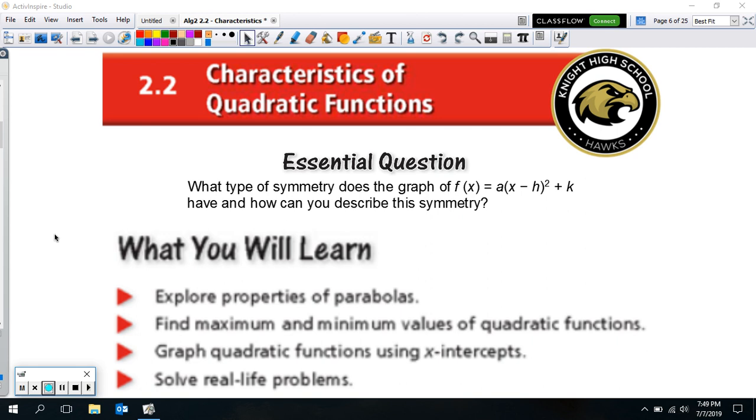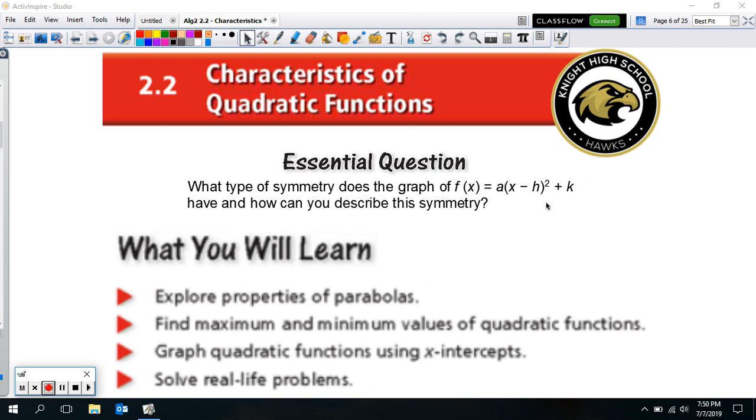Hey everyone, we're looking at Big Ideas 2.2 in this lesson. It's the characteristics of quadratic functions. In the last lesson we were looking more specifically at the vertex form of the quadratic function. You can see it here: f of x equals a, and then in parentheses x minus h, squared, plus k.